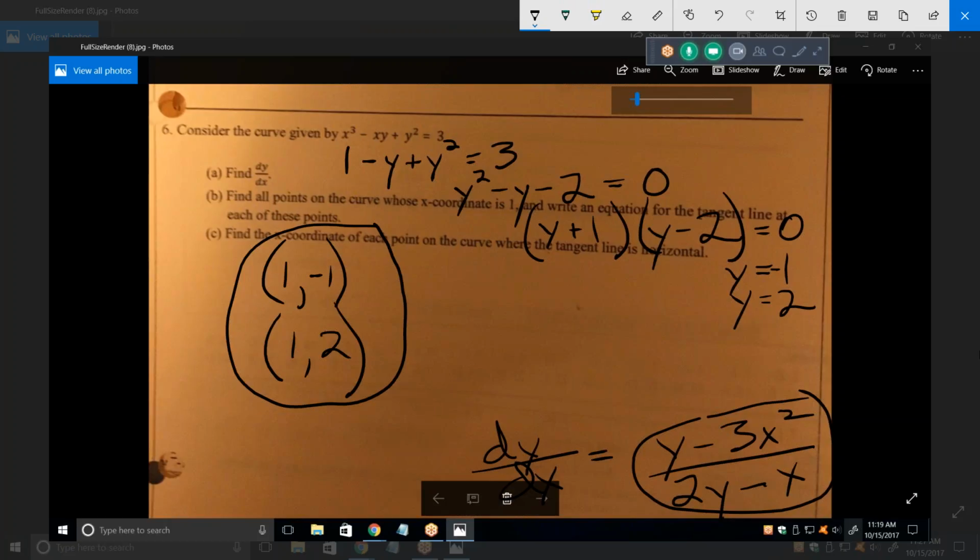Now it says to write an equation for the tangent line at each of those points. Sounds hard, but it really isn't. First point, this one here. What's the slope of the tangent line at that point?